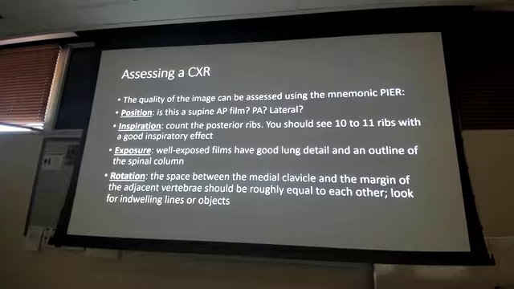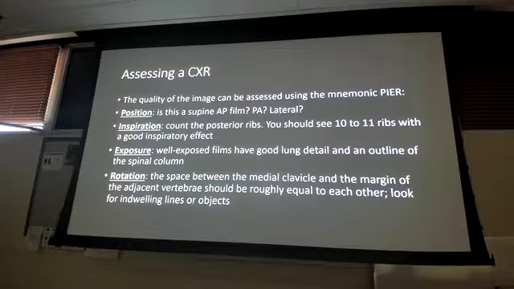Exposure, that's just going to be the detail of the lungs. Is it too dark or too light? And I will give you tips and tricks of different things on the X-ray to look at to say, is this adequate? Do I see this, this, and this? If I do, then we're good. If not, then we're not, and we'll talk about that.